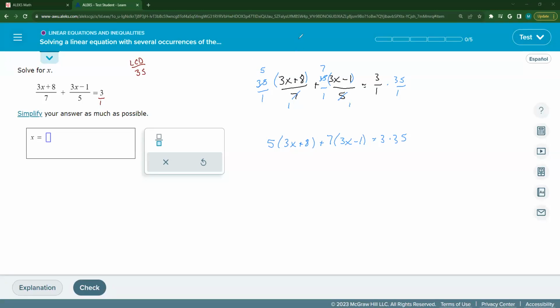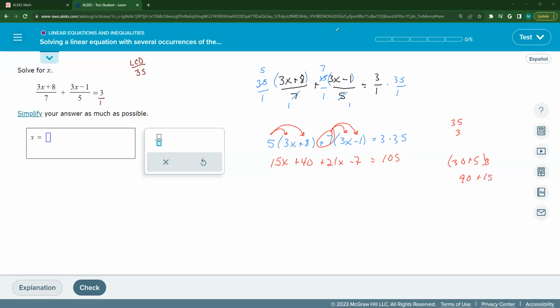Now we're going to distribute, simplify, and combine like terms, but we're going to distribute first. So 5 times 3x is 15x. 5 times 8 is 40. A positive 7 times 3x is 21x, and 7 times negative 1 is negative 7. I could have put them in a row, or I could have stacked them underneath each other. Either way works. 35 times 3 is the same thing as 30 plus 5 times 3, which is 90 plus 15, which is 105.